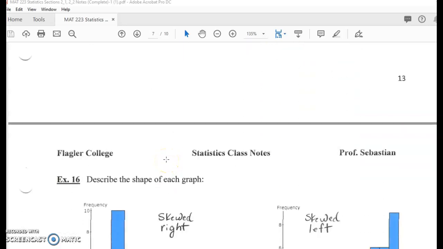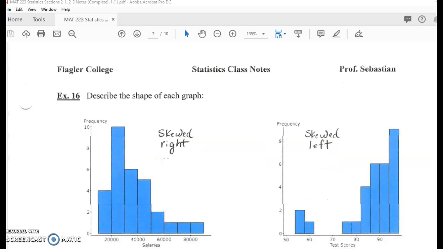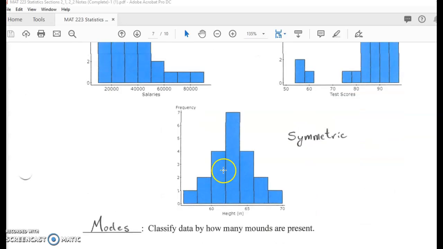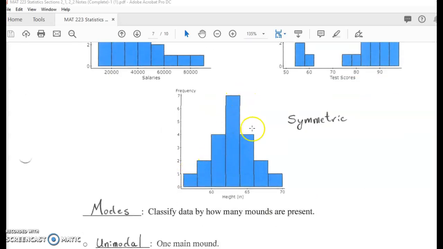I'm going to go on to page 14 also. In example 16, we want to describe the shape of each graph. Hopefully, if you run your finger over this, you can see that this has a tail to the right, so this is skewed right. It is not symmetric, it is skewed to the right. This one has maybe some outliers, maybe part of a tail. There's nothing in these bins here, but if I were to run my finger over this, I would definitely say that it's skewed left with maybe outliers to the left also, but we'll talk about outliers a little bit more later. And this is an example of a nice symmetric graph.